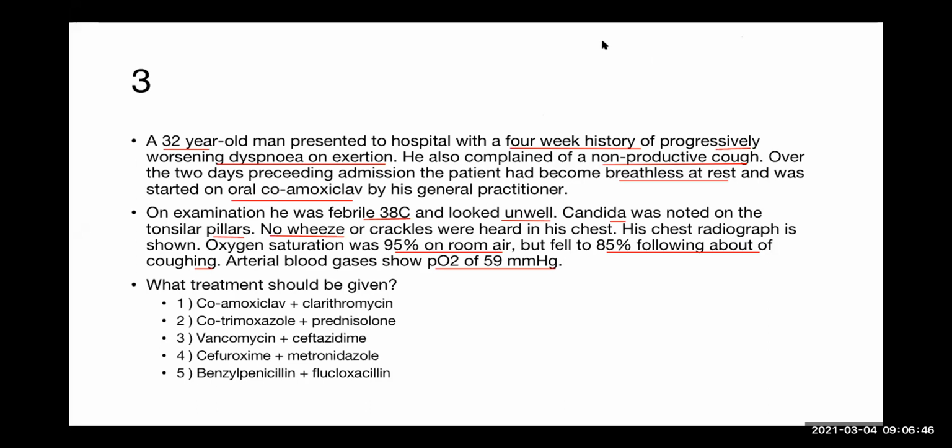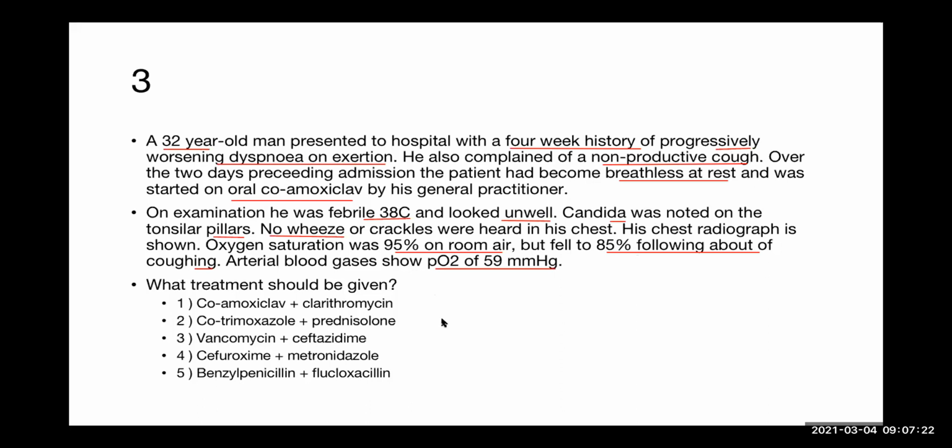In Pneumocystis carinii pneumonia, which is a type of atypical pneumonia, there is non-productive cough, which is clearly given here. Typical history of dyspnea on exertion. And there's another important point. When the person coughs, the saturation decreases after coughing. So all these points, along with this candidal growth and a relatively younger patient, tell me this is an immunocompromised case and most probably Pneumocystis carinii pneumonia.